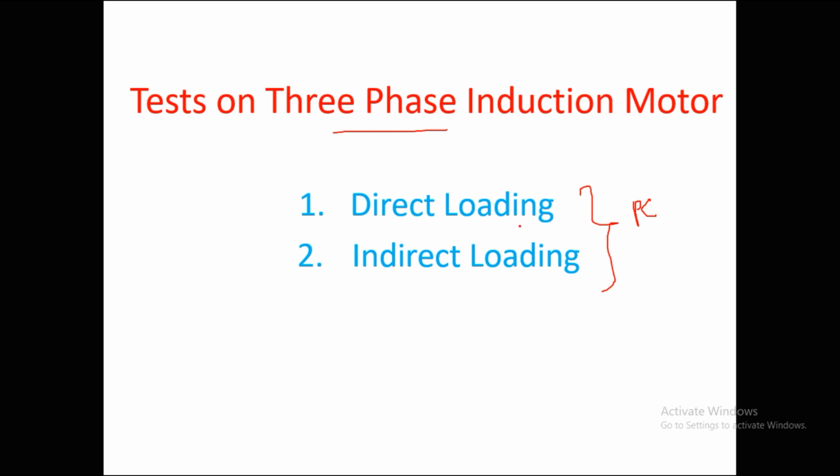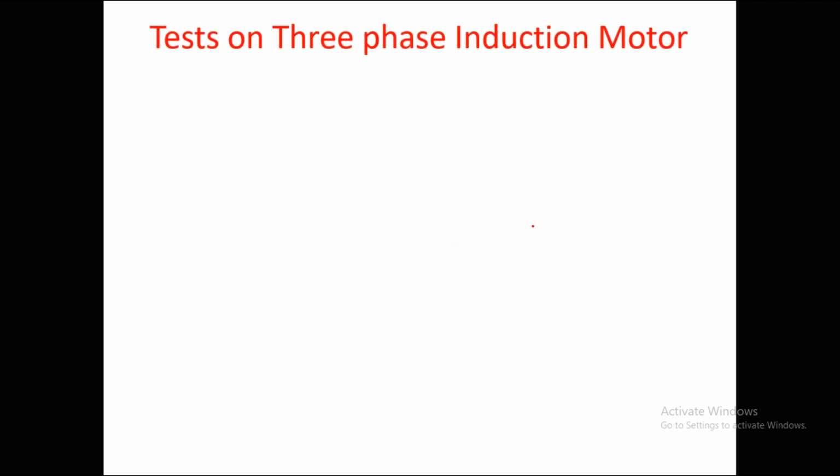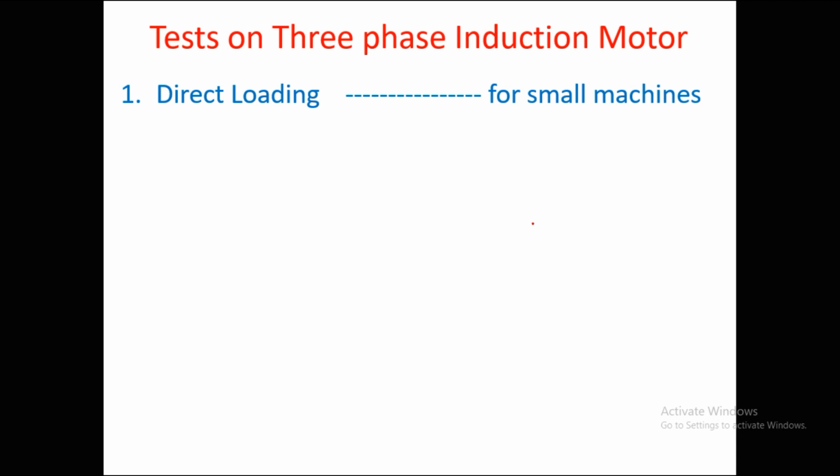We can go with the direct loading test only for small machines. It means the power rating up to 5 HP, which we call a low power rating, and this comes under the category of small machine. So for this category of induction motor, we can do the load test directly to obtain performance characteristics.